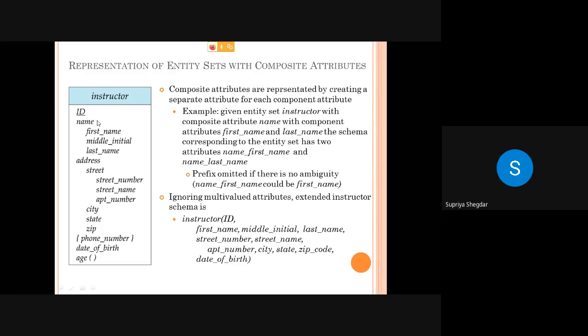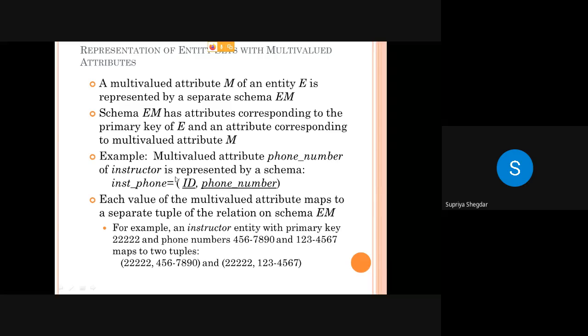Okay, if we are reducing such kinds of attributes to the relational schema, then we have to make a separate attribute for each and every component attribute. Then the next one is the representation of entity set with the multi-valued attribute. Meaning if a multi-valued attribute is present in the entity set, then that multi-valued attribute M of the entity set E is represented by a separate schema EM.